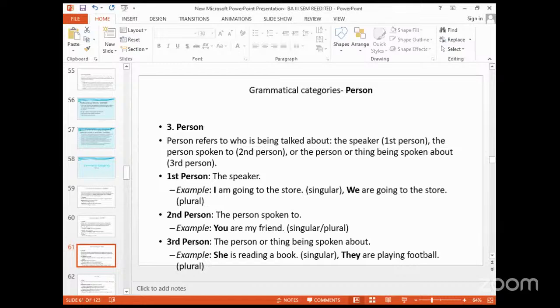Right. If you look at the first person, the speaker: I am going to the store. The moment you look at the pronoun I, it's the first person, right? We are going to the store. That's the plural of the same I as a singular. Now the second person, the person spoken to: you are my friend. So it can be singular or plural. Now the third person, the person or thing being spoken about: she is reading a book in a singular format. They are playing football is a plural.